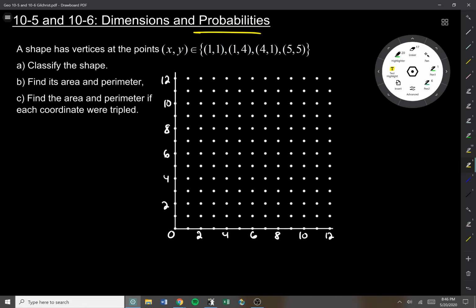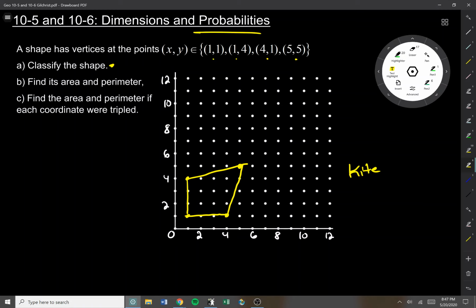So let's say a shape has vertices with the points (1, 1), (1, 4), (4, 1), and (5, 5). I'm going to plot those points real quick. Our first step is to classify this shape. This looks like a kite, but I can't just go by what it looks like. I have to actually determine it's a kite.